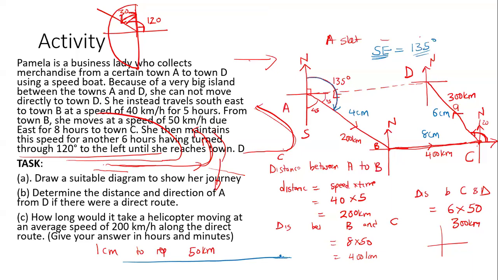I'm sorry to disturb you, but I want you to repeat for me part B. I've not understood this point: she then maintains the speed for another 6 hours. Yeah. Maintaining means that you use the same speed, you don't change at all. I don't know whether you have ever found the president's convoy. Have you ever found it?